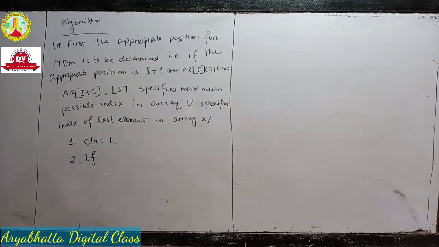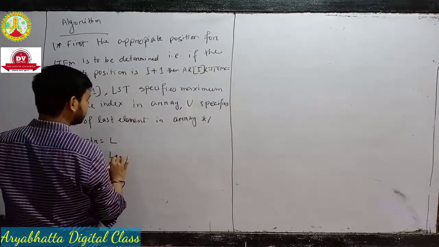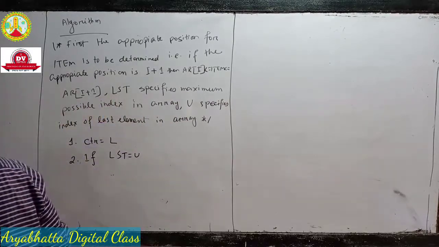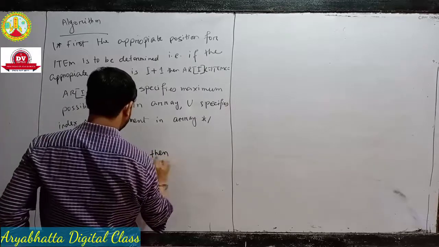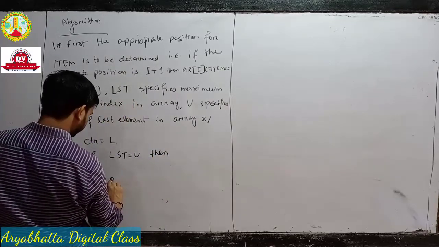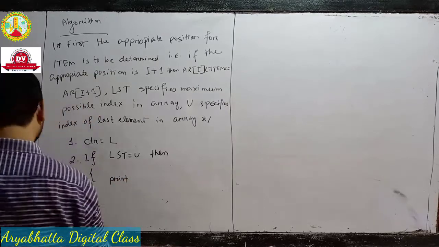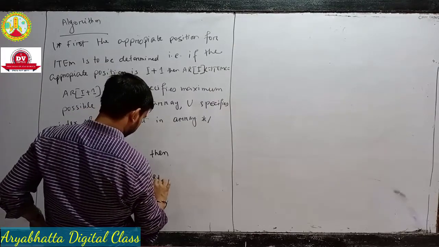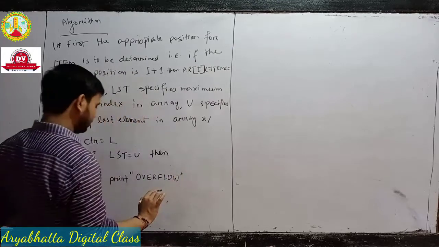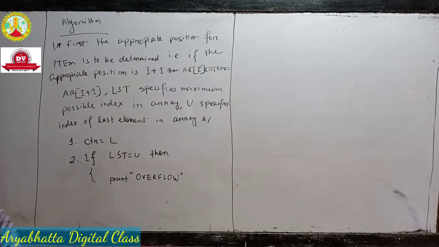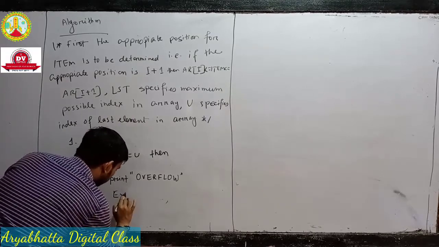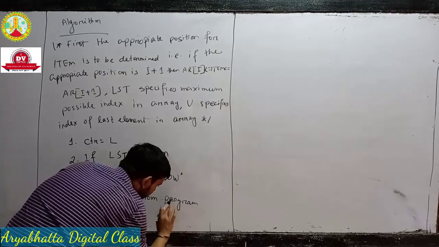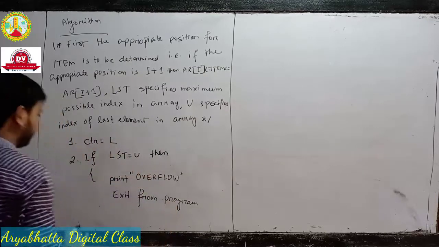If LST is equal to U, LST means maximum possible index, then print overflow. What I am saying, print overflow, right? Exit from program.